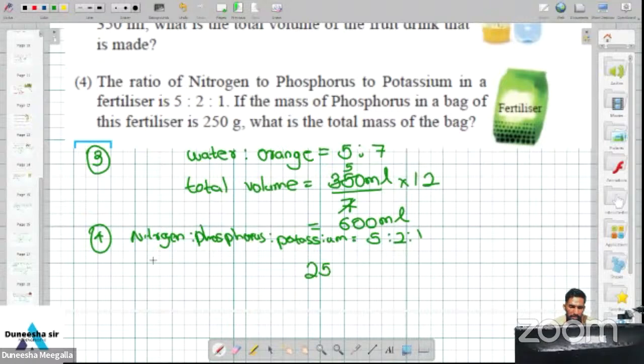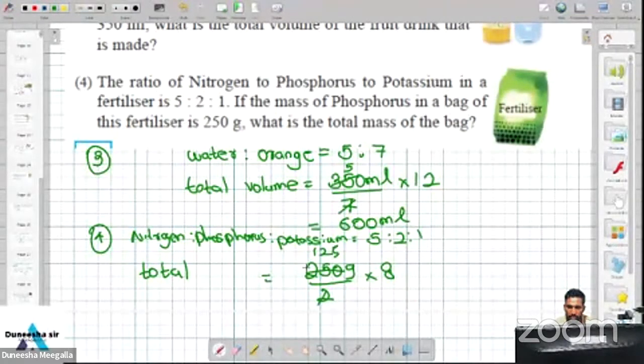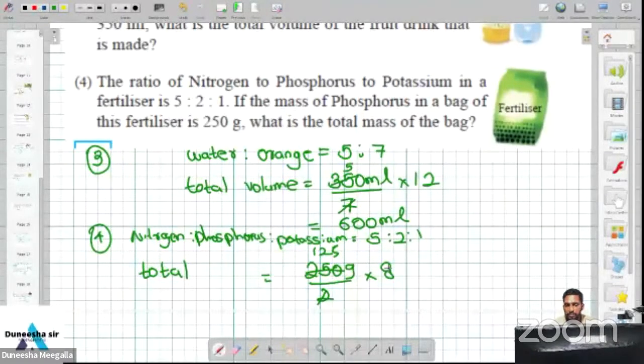250 grams. Yes, we have to find the total. 250 grams divide by 2 multiplied by 8. 125. Yes, you can multiply by 8. Then divide by 2 is 125. 125 multiplied by 8 is 1000. Is it? 1000 grams. 1 kilogram. Okay.